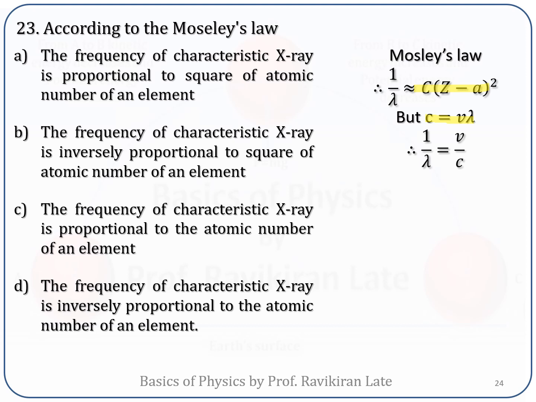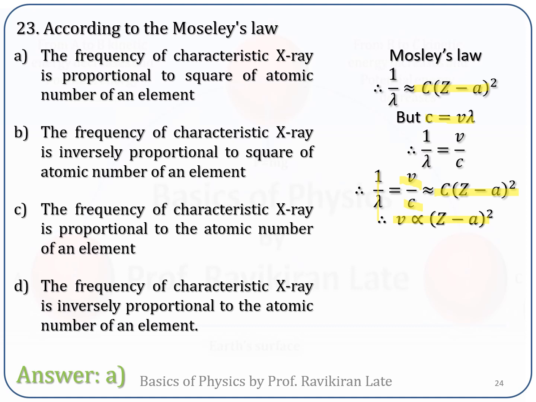We know that the velocity of an electromagnetic radiation is the frequency times the wavelength. From this we can write 1 upon lambda is nu divided by c. If I substitute this in the first equation, then 1 upon lambda, which is nu by c, is proportional to (Z minus A) square. Now c is constant, so nu is directly proportional to (Z minus A) square. So if you look at the options, the frequency of the radiation is approximately directly proportional to the square of the atomic number. So option A represents the correct answer. Option A is Moseley's law, which states that the frequency of a characteristic X-ray is proportional to the square of the atomic number of an element.